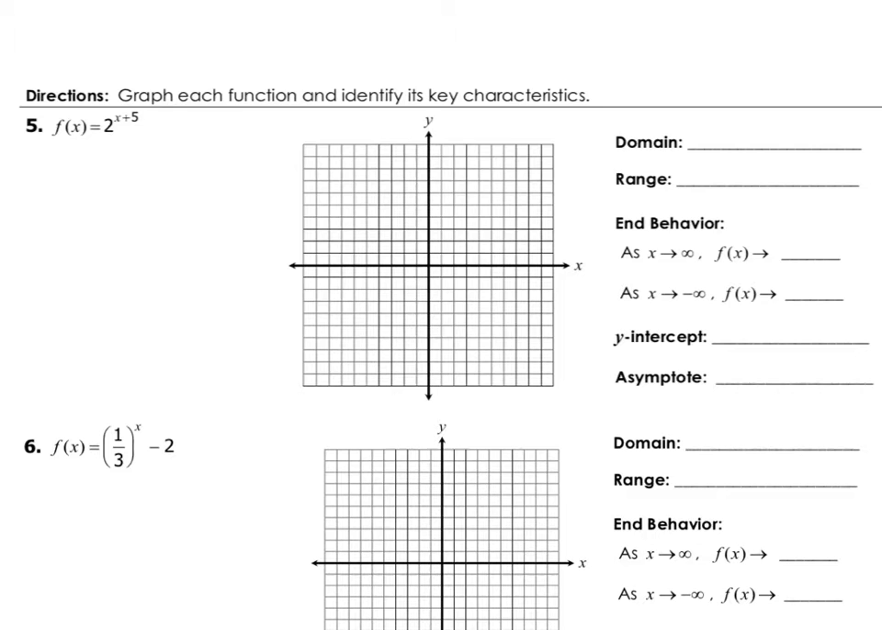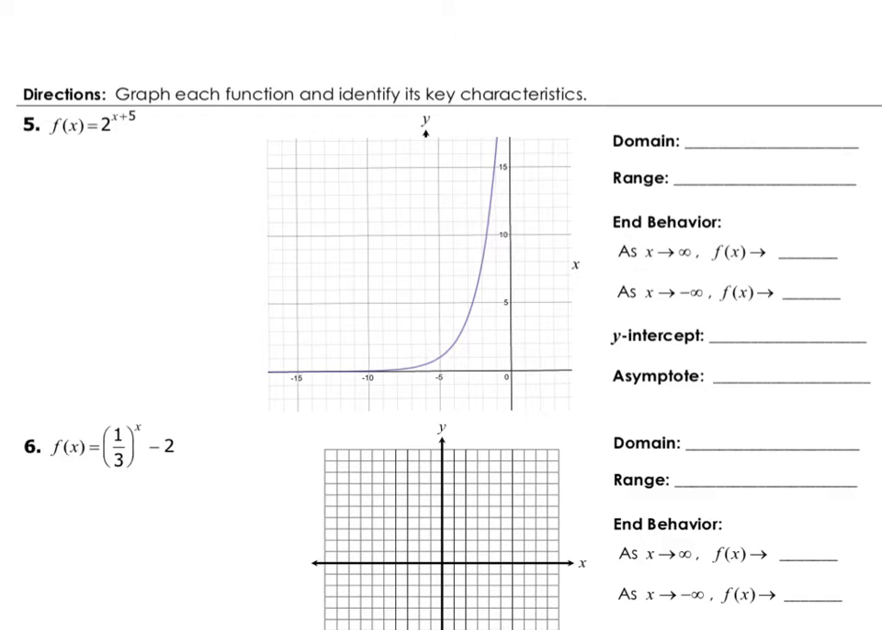So we are going to look at the function, and we're going to graph them in Desmos and look at the domain, range, and behavior, y-intercept, and asymptote for each function. So the first one we're going to look at is f of x equals 2 to the x plus 5. So go to Desmos and graph this.